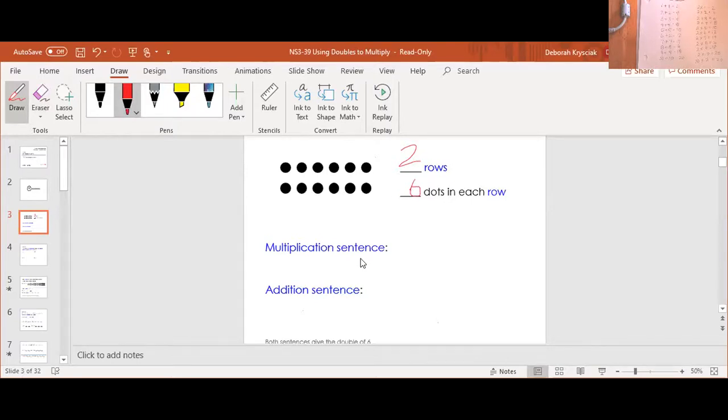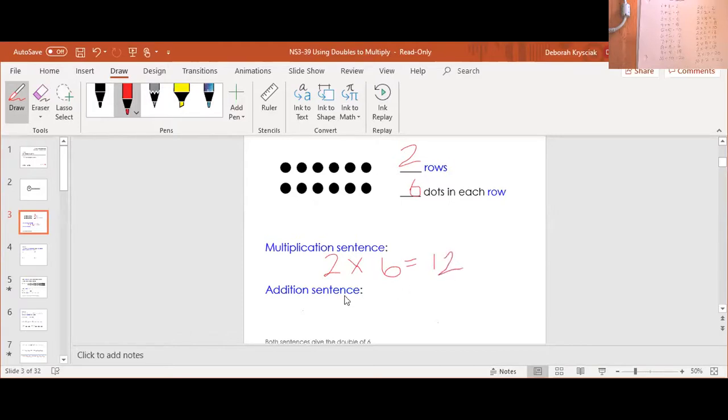And as a multiplication, it's pretty easy. 2 groups of 6, 2 times 6, just like I showed you on that paper just a second ago. 2 times 6. It's a little bit tricky writing with a mouse. Okay, and we know, because if you know your doubles, 2 6s is 12. We just talked about that.